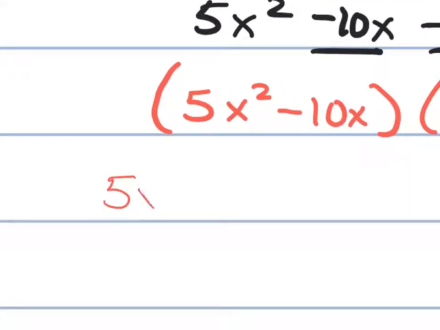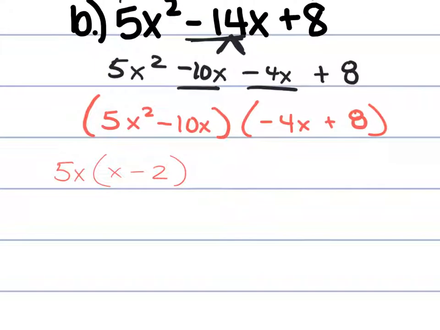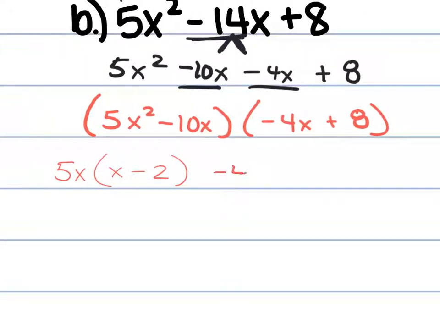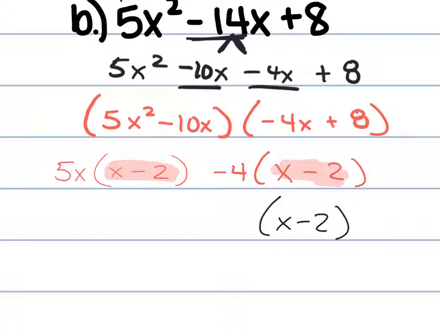Let's talk about what the first one has in common. Okay, so 5x, and what's left inside afterwards? X minus 2. What do the second terms have in common? Negative 4. After I pull out the negative 4, what will I have left? Are we feeling good about this one? Okay, I feel good about it too. So one of the factors is definitely x minus 2. What's the other factor? 5x minus 4. Factored.